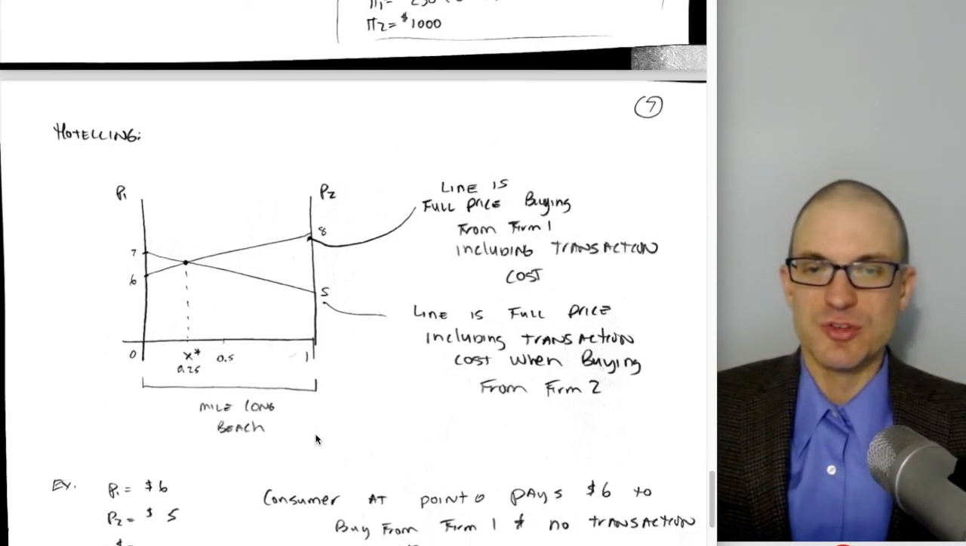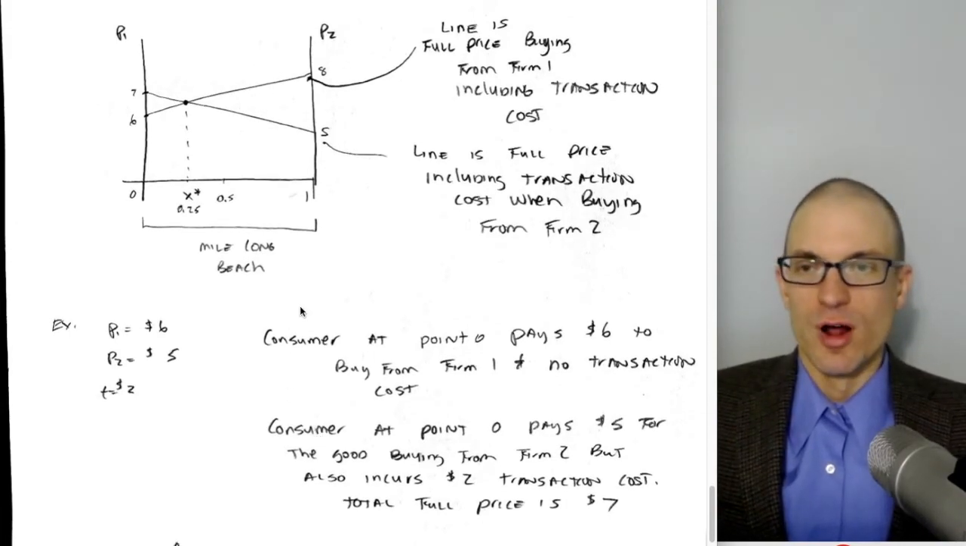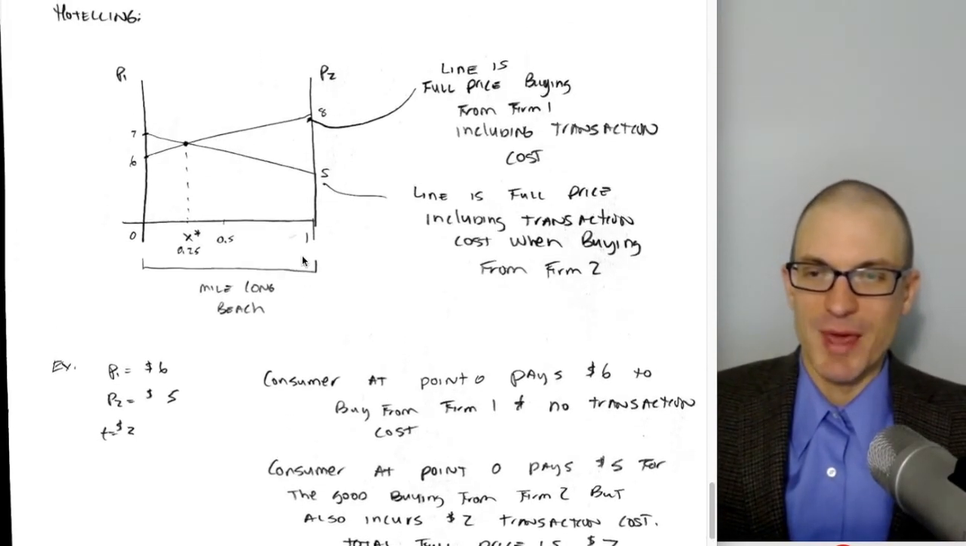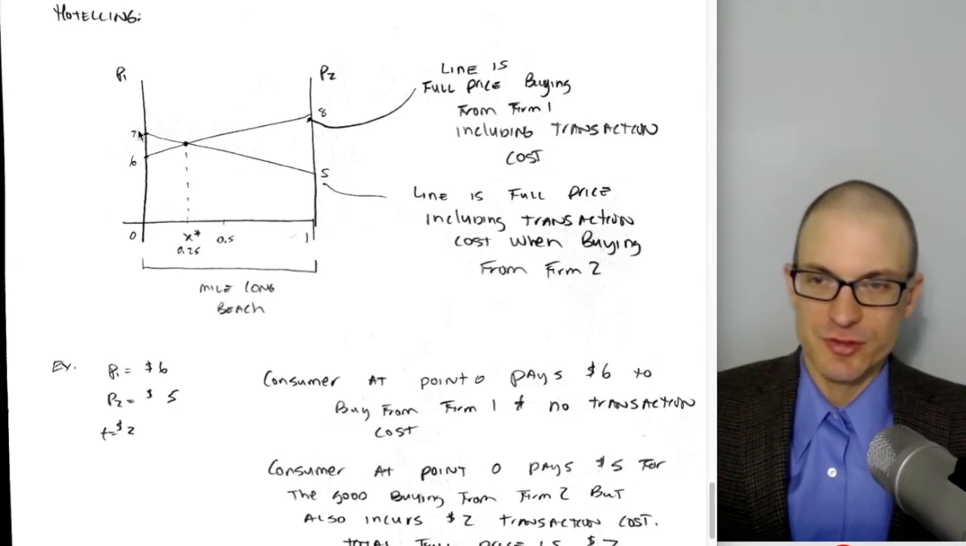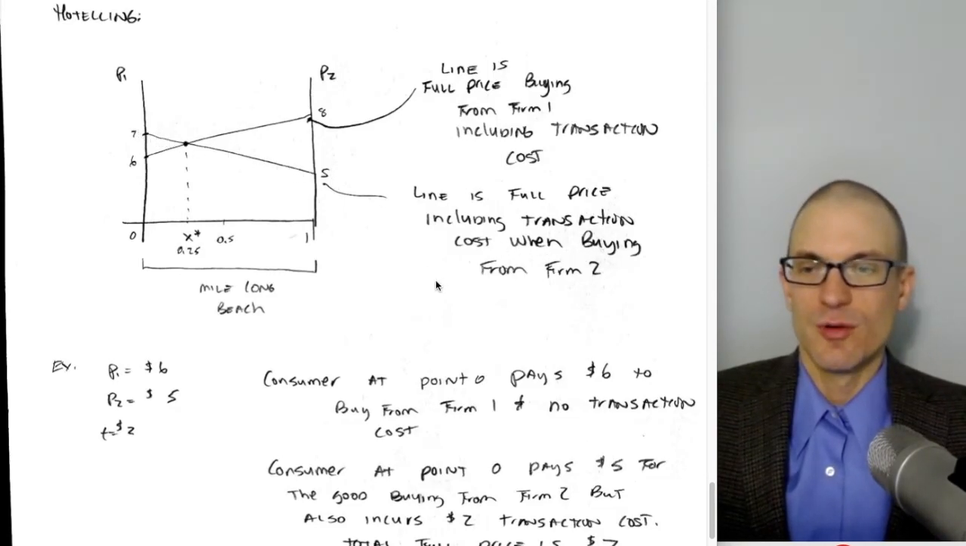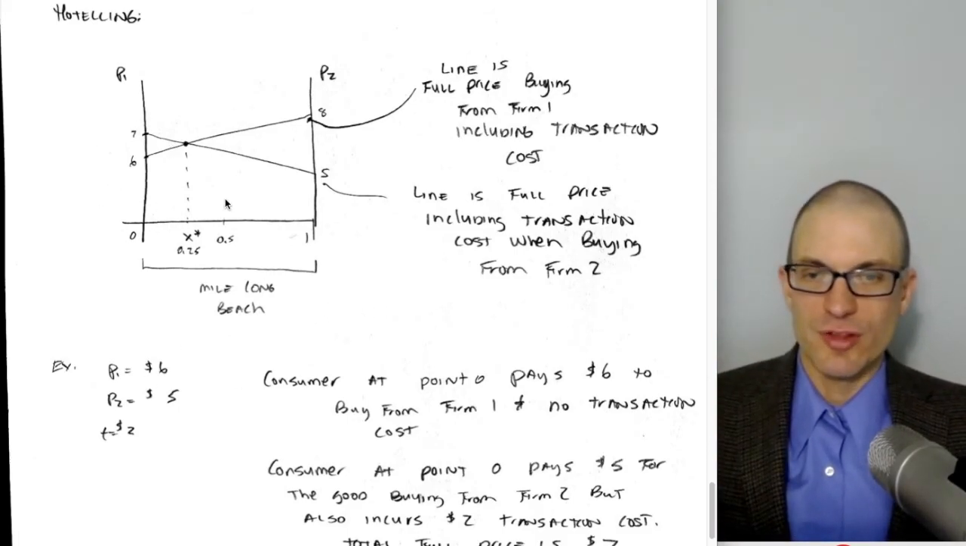And then the last thing was just kind of thinking about how this would look in terms of overall product space. So here's like the mile-long beach. Here's the price of good 1. Here's the price of good 2. The line is the full price from buying from firm 1, including the transaction cost right here. And this line is the full cost of buying from firm 2, including the transaction cost, right? On the assumption that here's whatever is the price. The transaction cost was like 2 or whatever when you went the full step from 0 to 1.